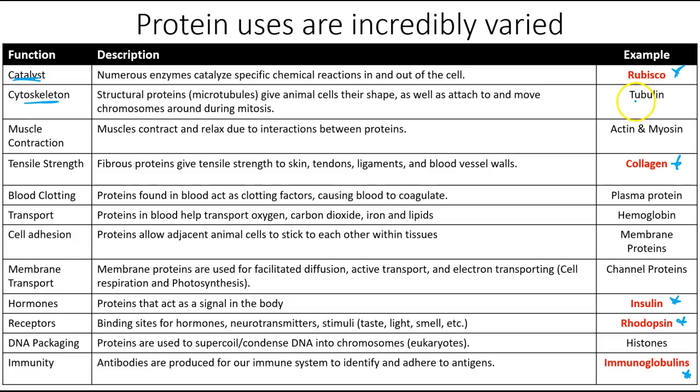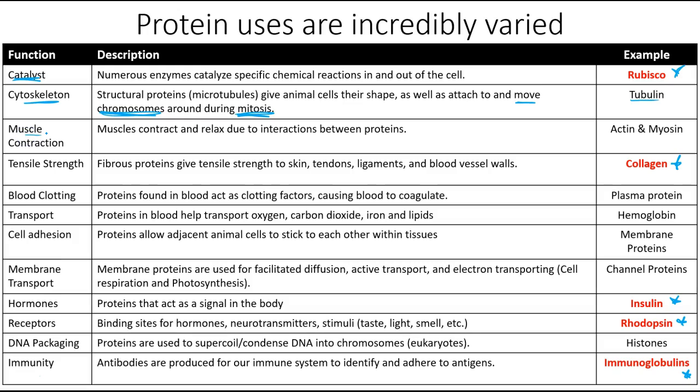Cytoskeleton proteins, like tubulin and actin, give structural support to animal cells. They give the cells their shape. They allow the cells to move. They allow chromosomes to be moved around, and they allow the cell to divide during cell division, which is called mitosis. Spindle fibers are not necessarily cytoskeleton per se because they come and go, but they are definitely linked to protein because they are made from tubulin and actin.